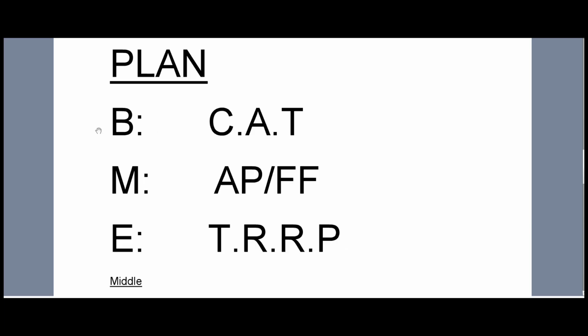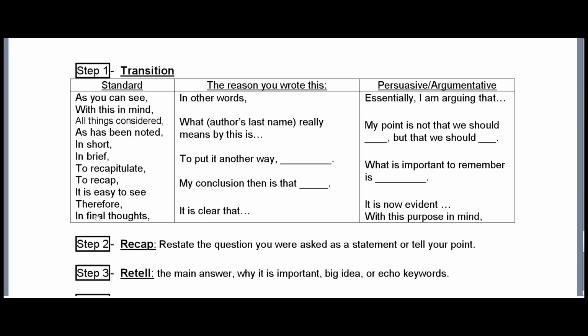Going back to the plan, you've done your beginning, middle, and it's time for your ending. TERP. We're going to start with the T, which stands for transition. There are several different transitions you can use, as you can see, to conclude, to sum up, in short, in final thoughts. Skip a line, go to a new line, indent, and write a transition now.